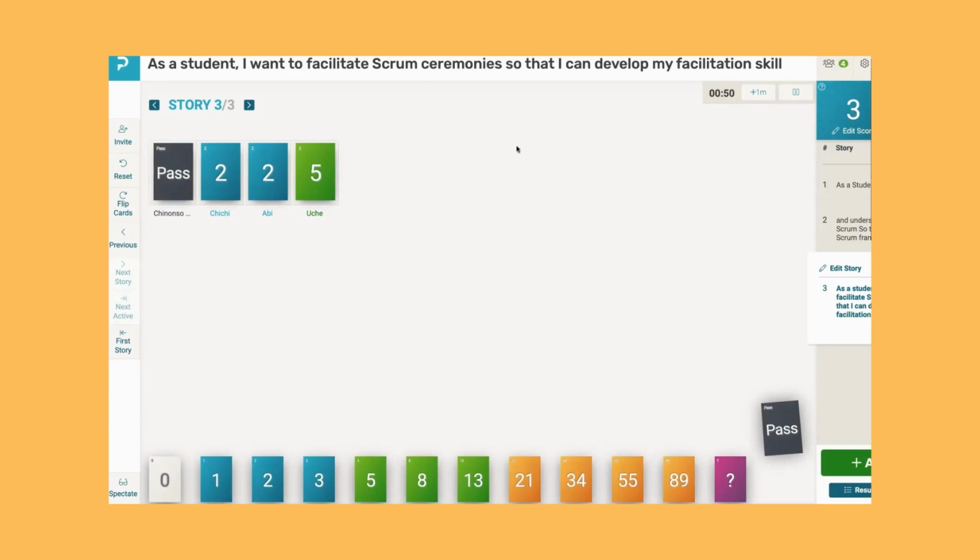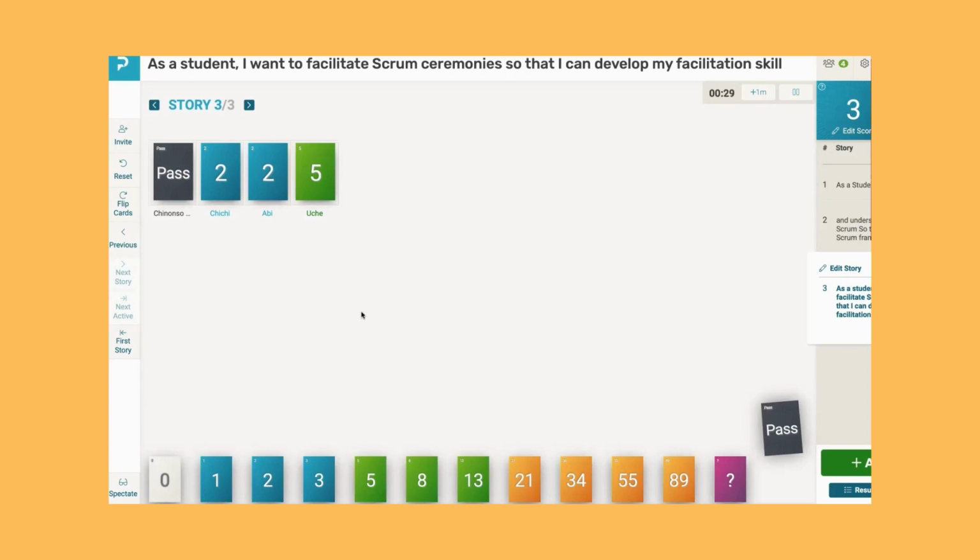So this 3 story point means this is 2 plus 2, 7 plus this. So it divided, it gives you an average. So it gives you 3. So this kind of planning tool can make the average for you. Now Uche said 5. Then I can go ahead and say, Uche, why do you think that this is a 5 story point?